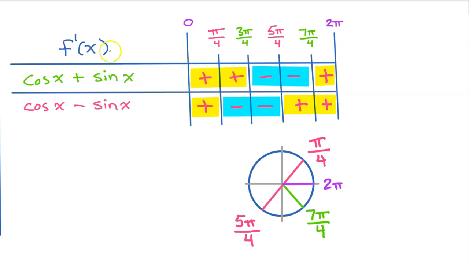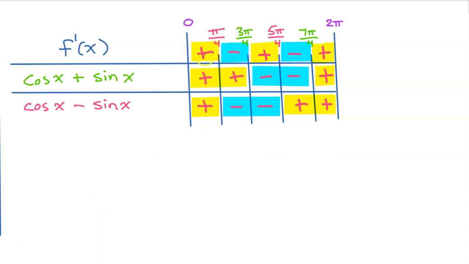Now it's time to decide whether f prime is positive or negative in each interval. A positive times a positive is a positive. A positive times a negative is a negative. A negative times a negative is a positive. A negative times a positive is a negative. And a positive times a positive is a positive. So f of x will be increasing on the yellow intervals because f prime is positive, and decreasing on the blue intervals because f prime is negative.